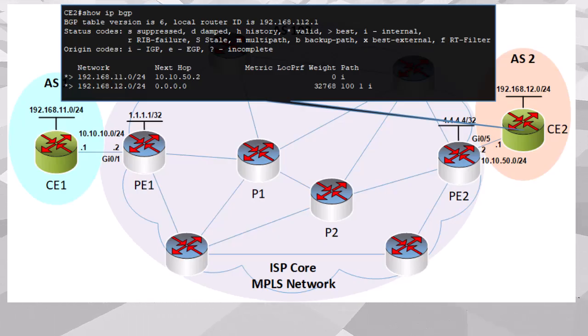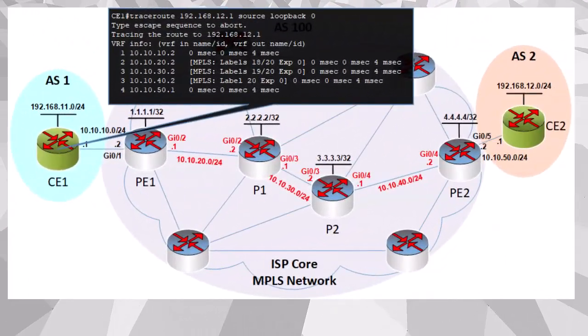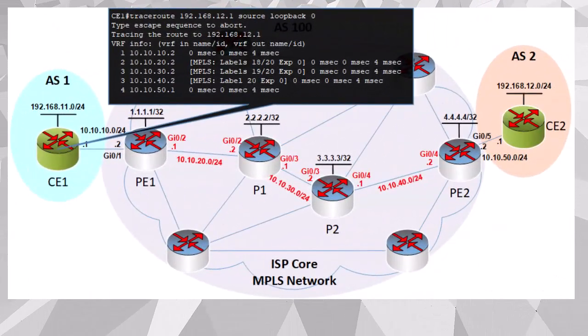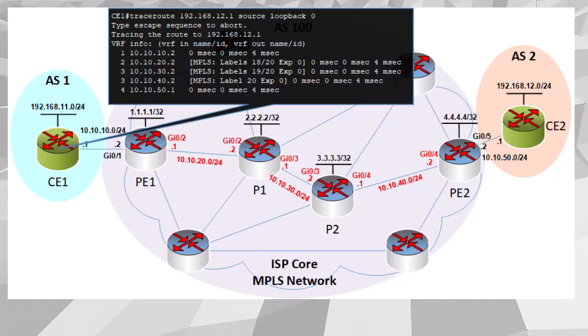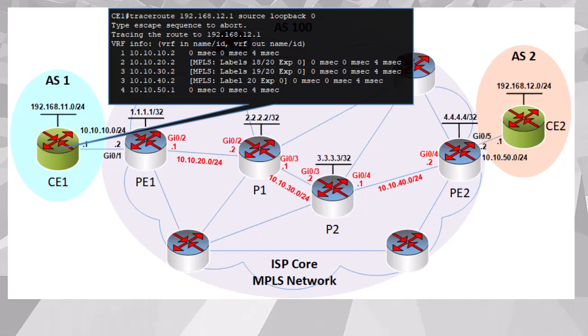Now that was a look at the control plane to see how BGP has exchanged those routes. Now let's take a look at the data plane. We'll see how data is actually transmitted over this MPLS infrastructure. In the data plane, we'll be able to take a look at the VPN labels and see how they're used by VPNv4 routes to direct traffic over an MPLS infrastructure. We'll use the traceroute command to take a look at this.